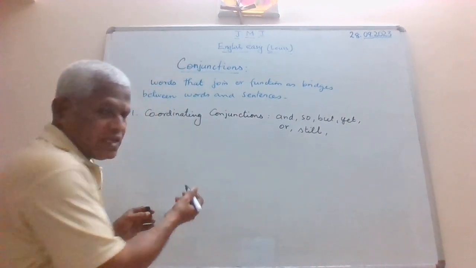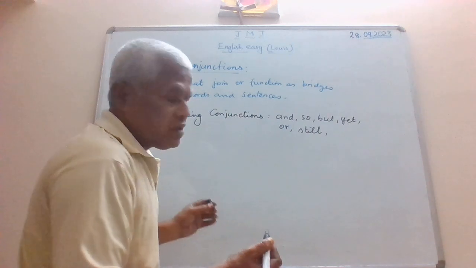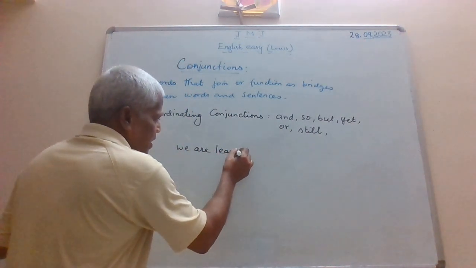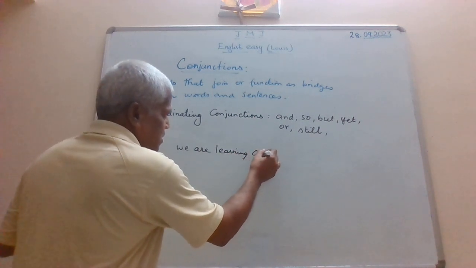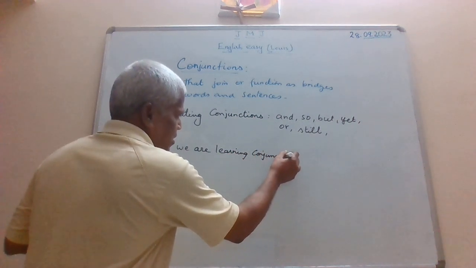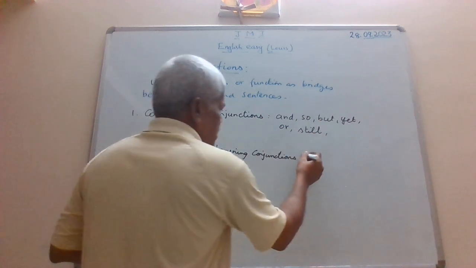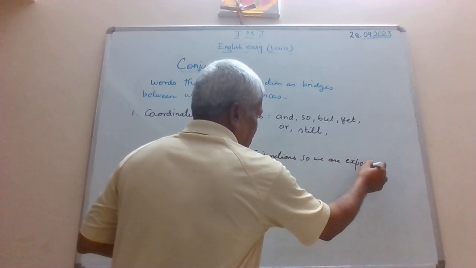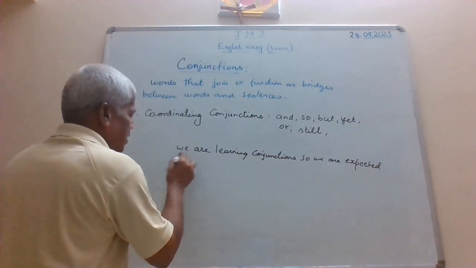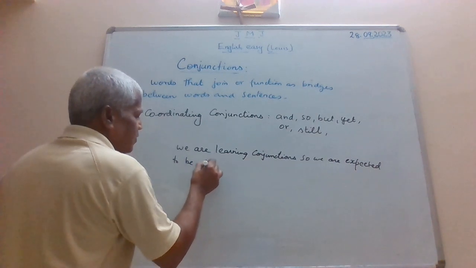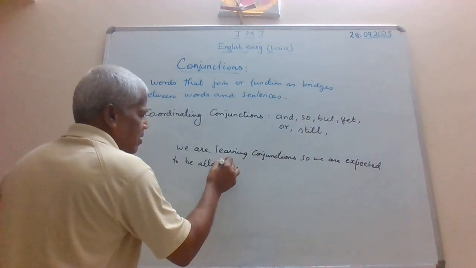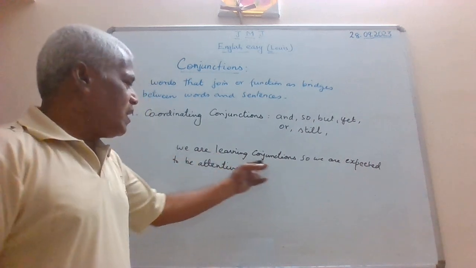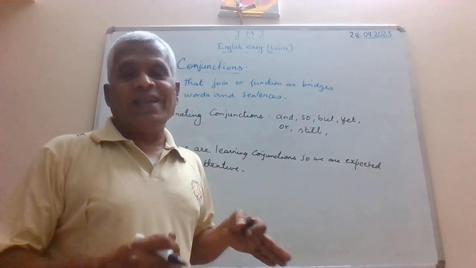So, let me write a sentence as an example. What can we write here? We are learning conjunctions, so we are expected to be attentive. See, very practical example. We are learning conjunctions, so we are expected to be attentive.